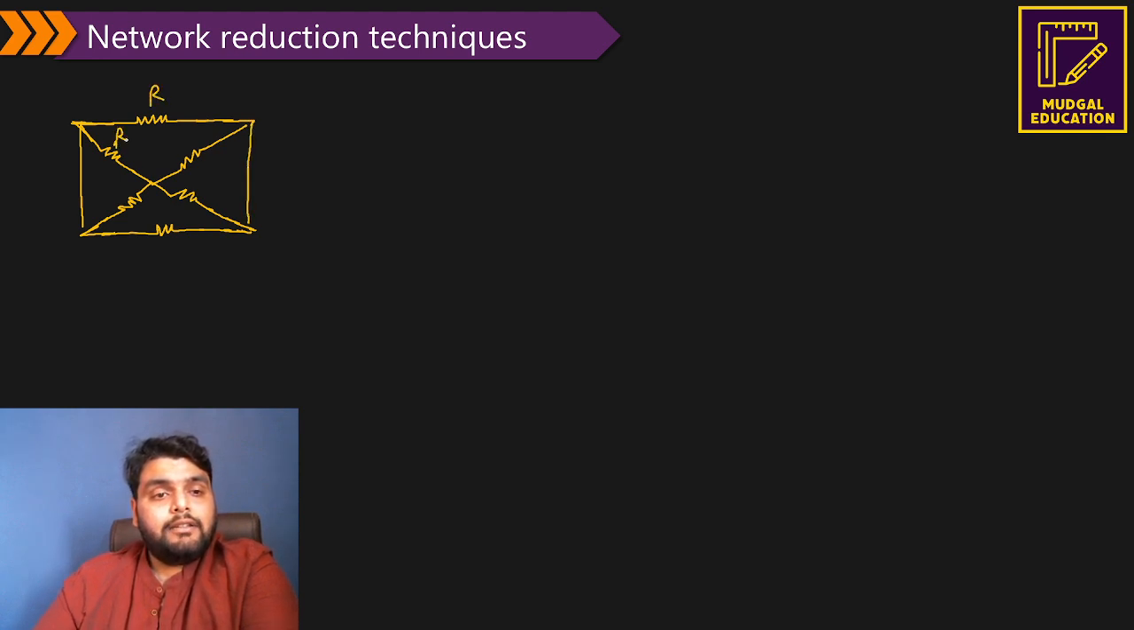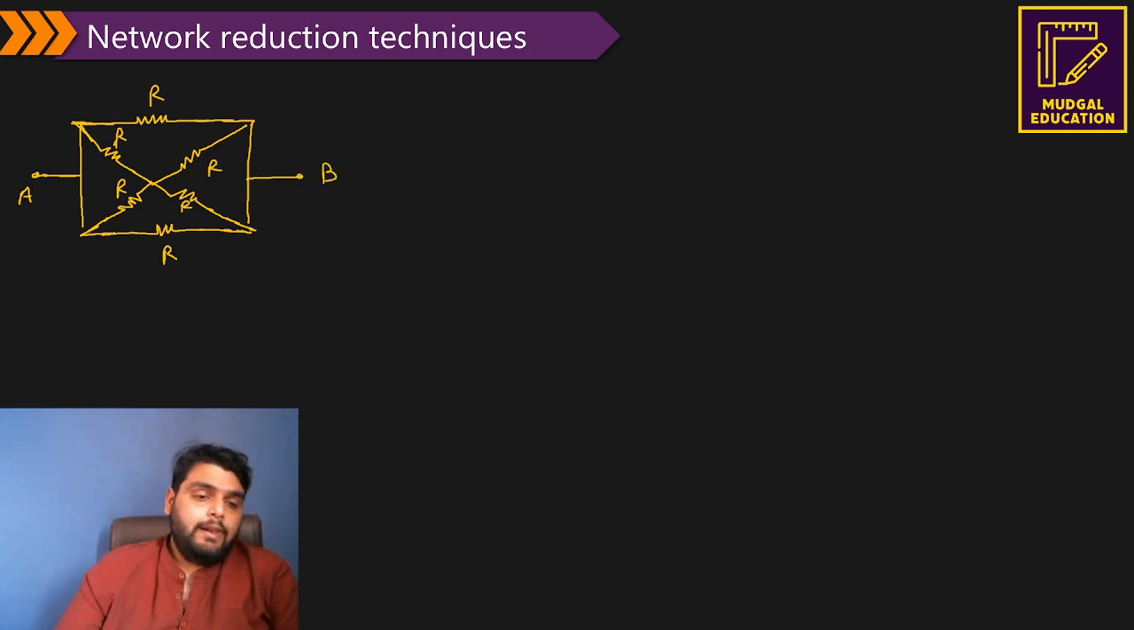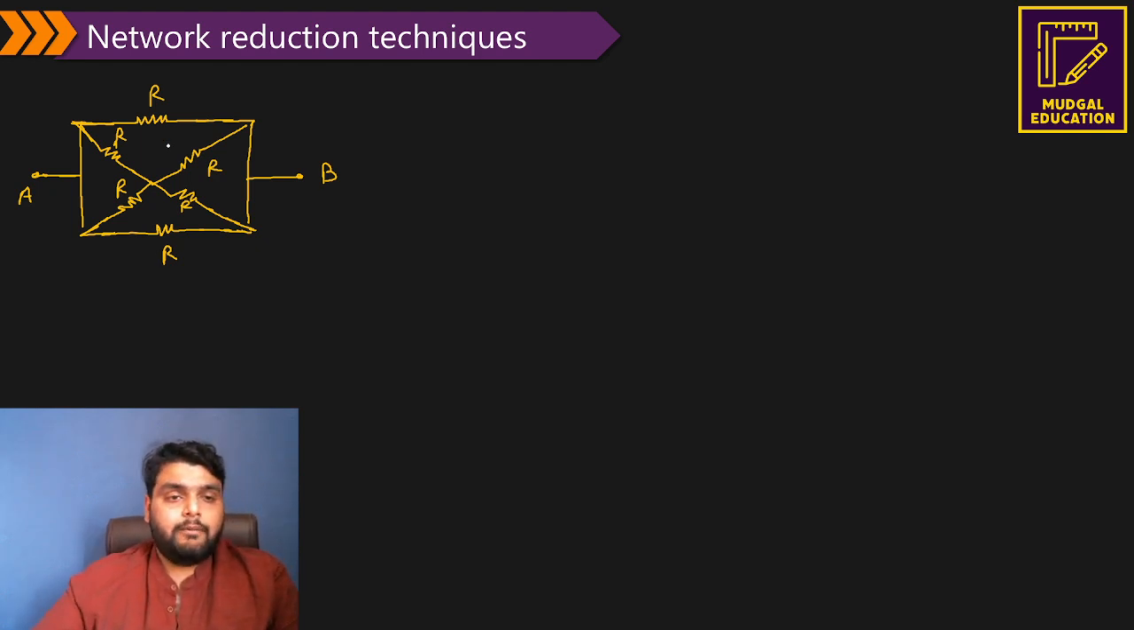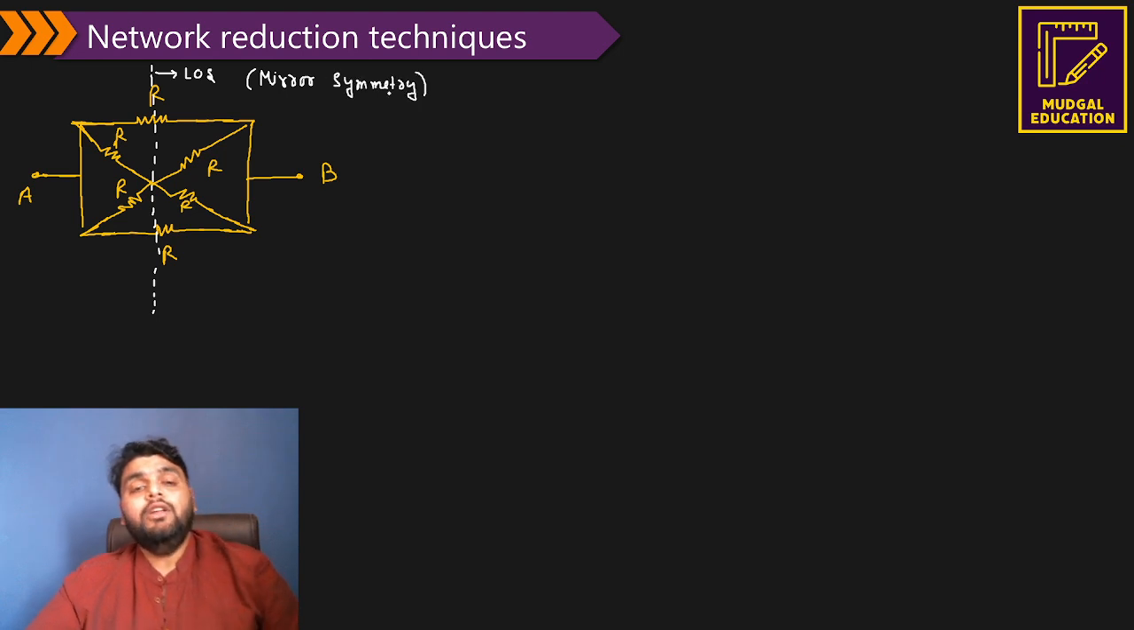So this is R, this is R, this is R, this is R, R, R, and I have a terminal A here, and a terminal B here. Now understand, I'm going to use a mirror symmetry here. If I draw a line here, this is a line of symmetry because you can see the mirror image on both sides. This is actually a mirror symmetry, because the line of symmetry is perpendicular to the axis. AB is the axis here.